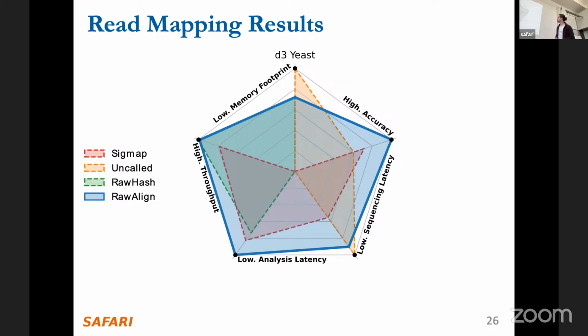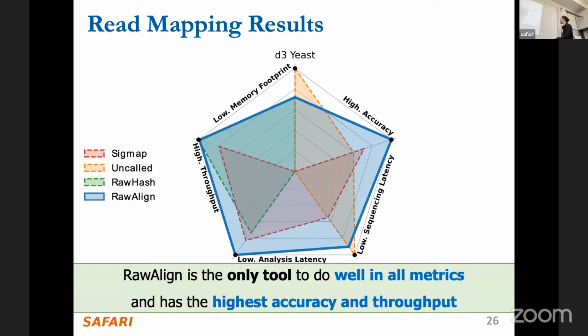Okay, so here's RawAlign in blue, and the baseline tools including RawHash. And as an initial observation, RawAlign is really the only tool that does well in all metrics. And yes, you can always pick out individual metrics where another tool does better. For example, we can look at OnCall, which has, I don't know, really low memory footprint. But it turns out it doesn't really have any reasonable accuracy. It doesn't have any reasonable analysis latency, and it doesn't have any good throughput. I mean, essentially reverse throughput.